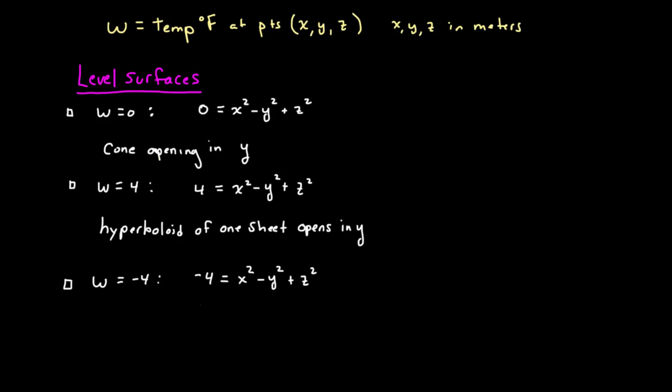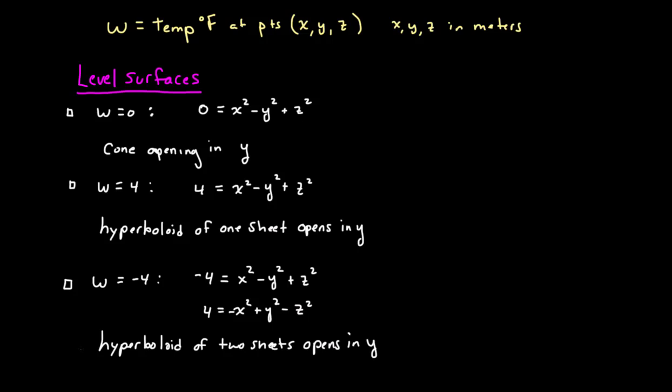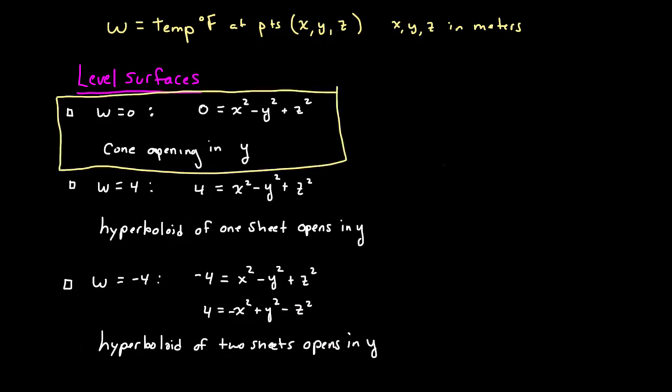For w equals -4, we get -4 equals, and if I just multiply out a negative here, I get negative x squared plus y squared minus z squared. And you should be able to tell that shape, which is a hyperboloid of two sheets that also opens in y.